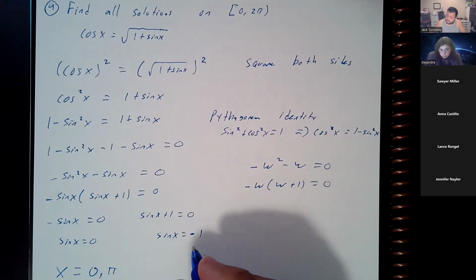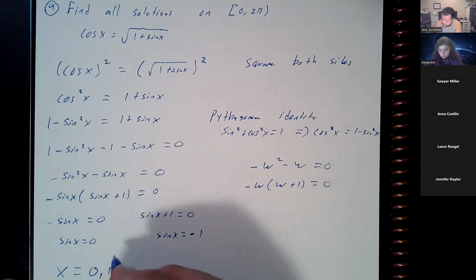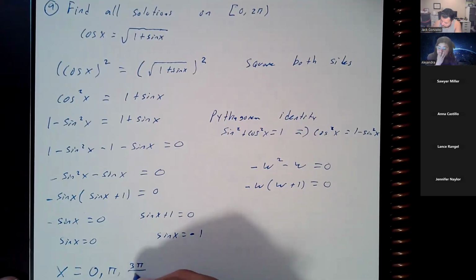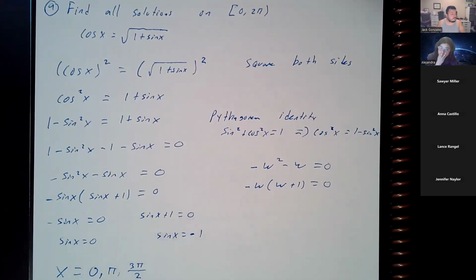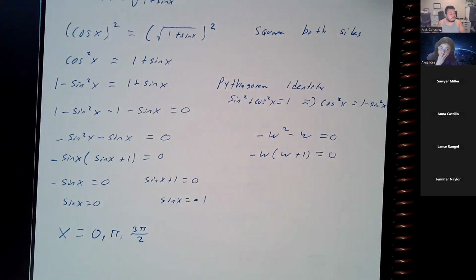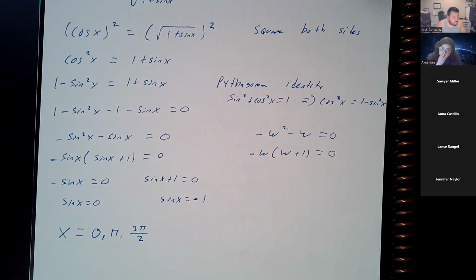When is sine negative 1? 3 pi over 2. No, that's it. Any questions on the algebra or identities?